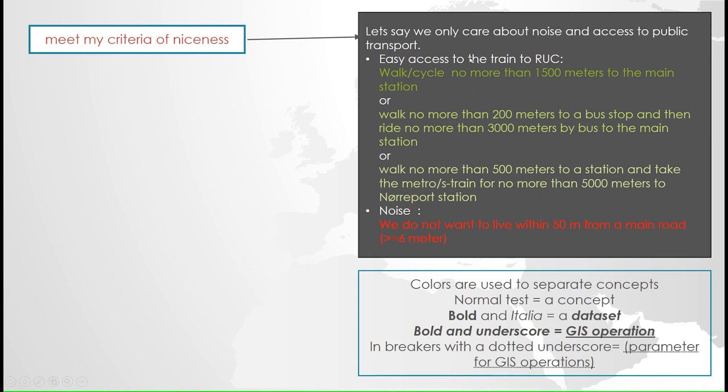What do I mean by easy to get the train from? Well, basically I put up three criteria for that. One being that it is within 1500 meters of the main station. And another one would be that it is within 200 meters of a bus stop.